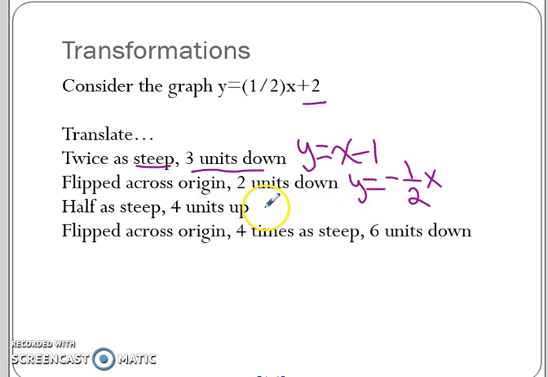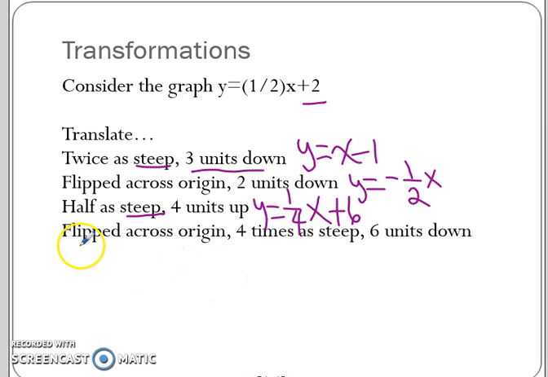Half as steep, 4 units up. So half as steep, steep is for the slope. So half of 1 over 2 will be 1 over 4. So half divided by 2 is 1 over 4 x. And then 4 units up, add 4 to 2, which is 6. Add to the y-intercept. So that's your third equation.